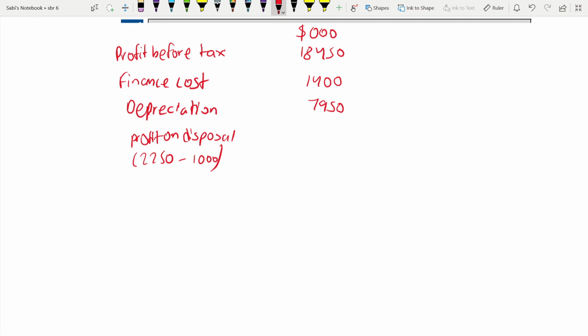So profit, you will add or you will deduct? You will deduct, which is 1,250. Because these are quite easy. See, easy things where workings are not required, directly you can get it, do it first.